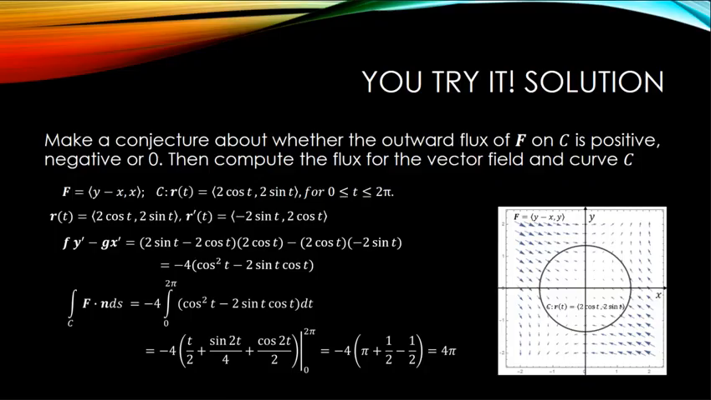I can integrate this term by term. This gives me negative 4 times the quantity t over 2 plus sine of 2t over 4 plus cosine of 2t over 2 evaluated from 0 to 2 pi. This gives me negative 4 times the quantity pi plus 1/2 minus 1/2, or negative 4 pi, so that I did find that my flux was in fact negative for this particular oriented curve.